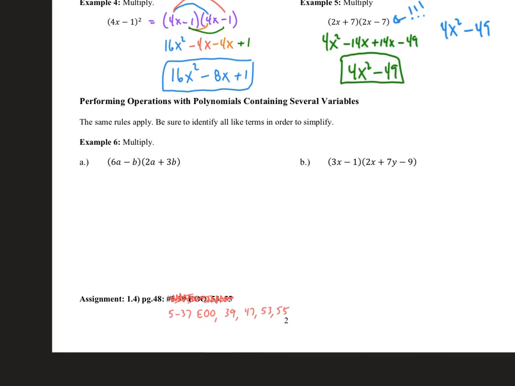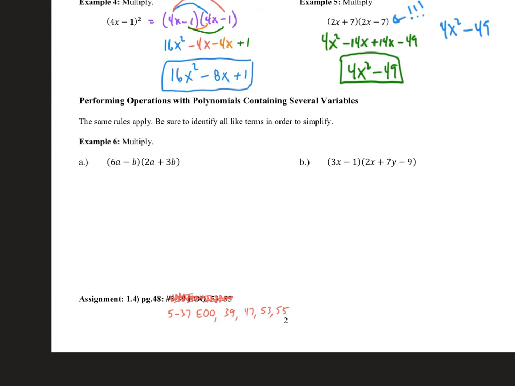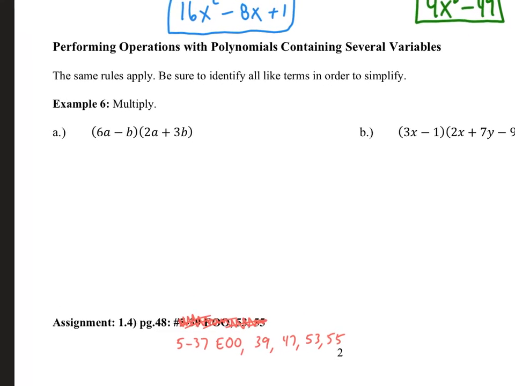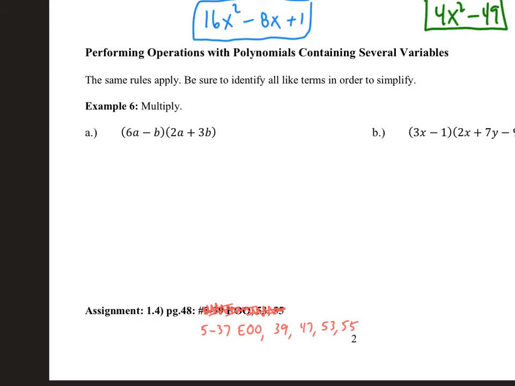And wrapping up here. If you have multiple variables, it really doesn't change anything. Same rules apply, like it says. 6a minus b times 2a plus 3b. Just distribution. So 6a times 2a would be 12a squared. And then 6a times 3b would be positive 18ab, since that's alphabetical. Negative b times 2a would be negative 2ab.